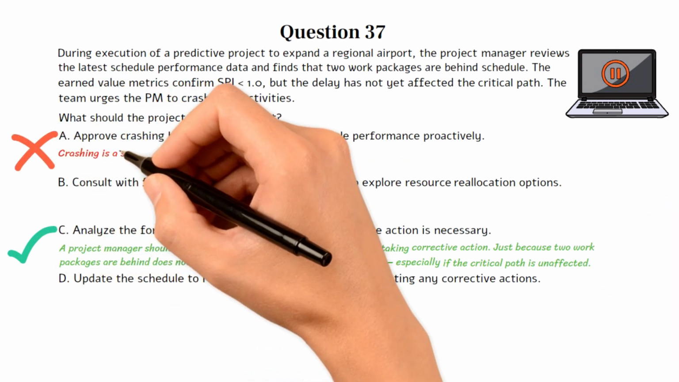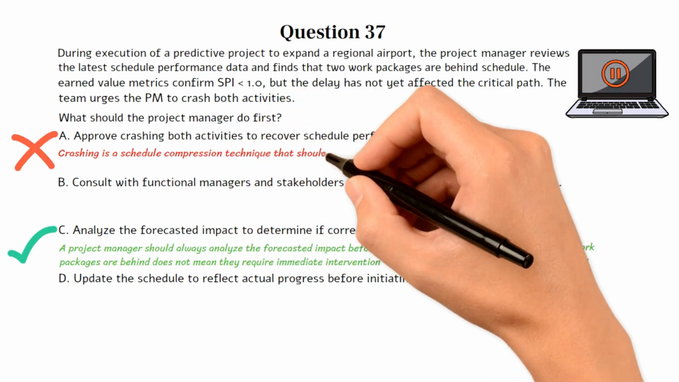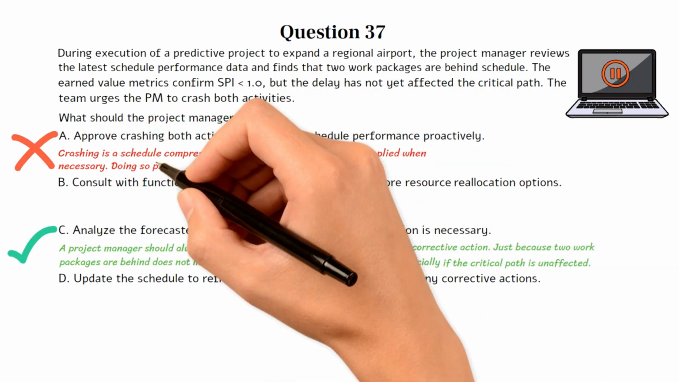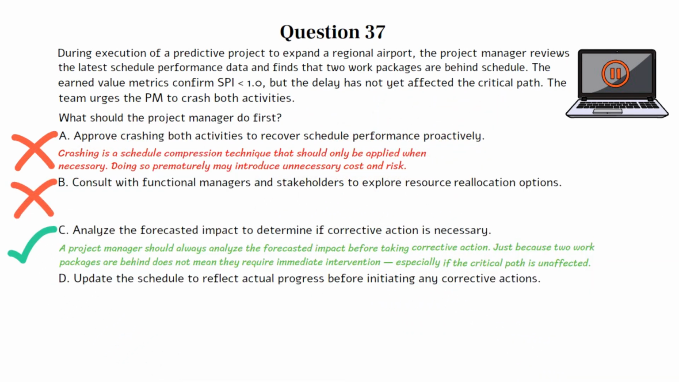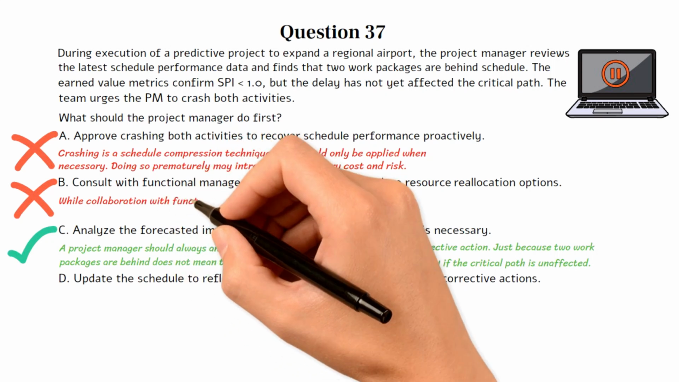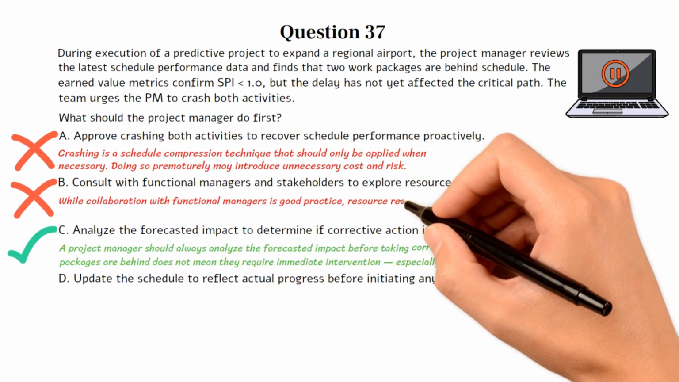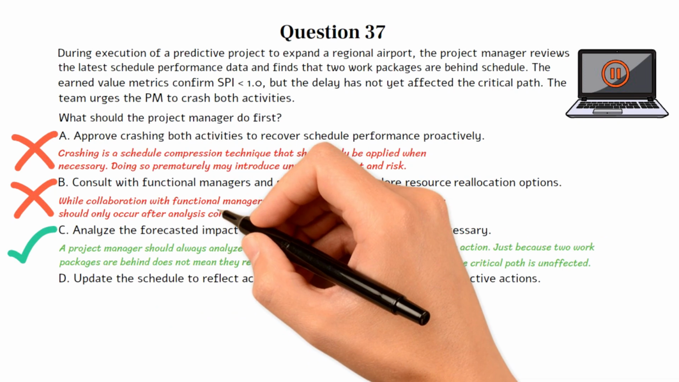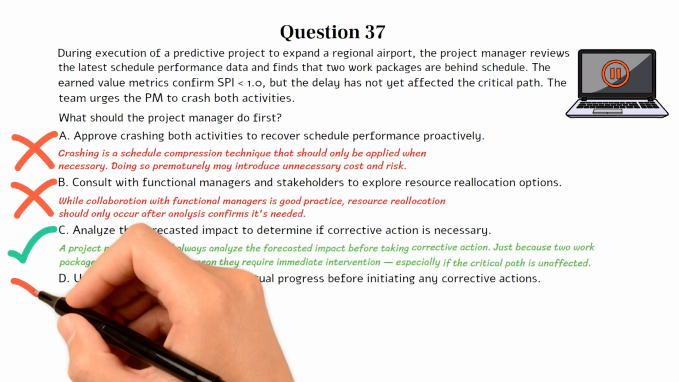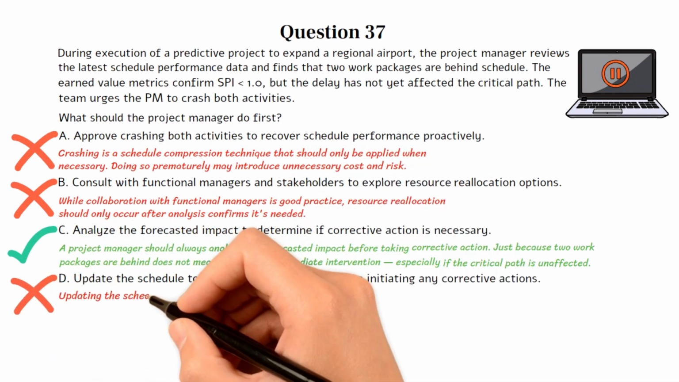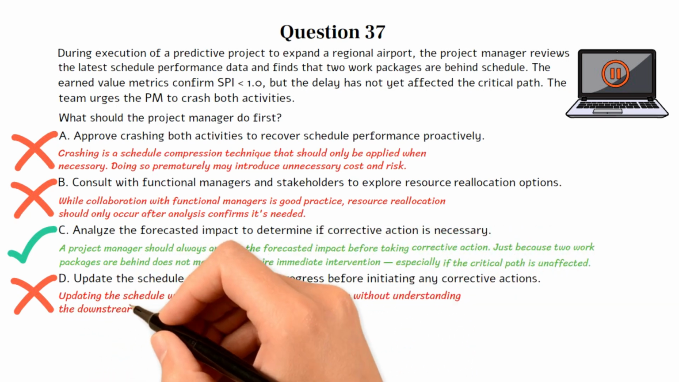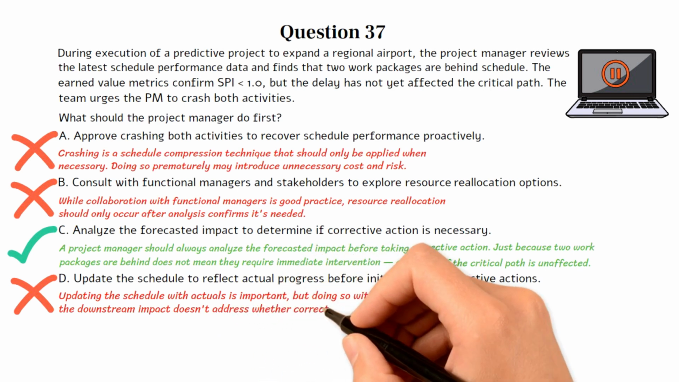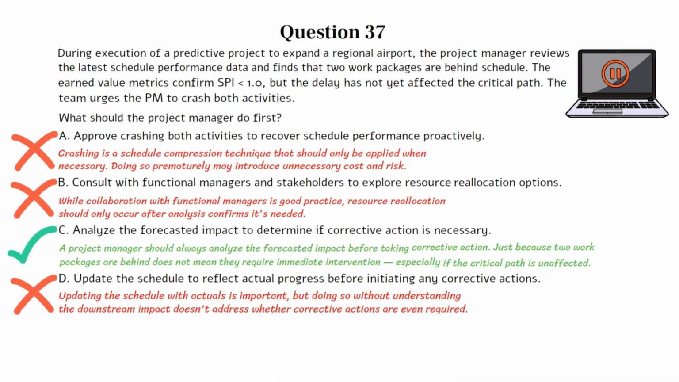Choice A is incorrect. Crashing is a schedule compression technique that should only be applied when necessary. Doing so prematurely may introduce unnecessary cost and risk. Choice B is incorrect. While collaboration with functional managers is good practice, resource reallocation should only occur after analysis confirms it's needed. Choice D is incorrect. Updating the schedule with actuals is important, but doing so without understanding the downstream impact doesn't address whether corrective actions are even required. Let's move on to the next question if you're ready.